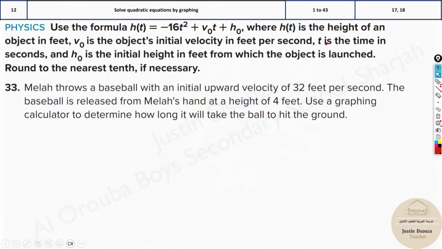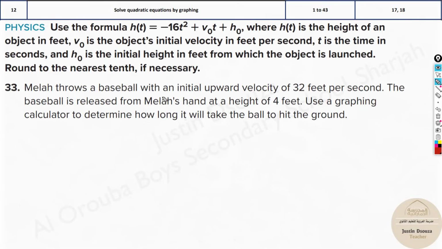And we have some real world problem. Use the formula h of t, the equation is given here, where h of t is the height of an object in feet. V0 is the object's initial velocity in feet per second, and t is the time in seconds. And h0 is the initial height in feet from which the object is launched. Round to the nearest tenth if necessary. Now this is the statement, and we have to use this equation for this particular situation.